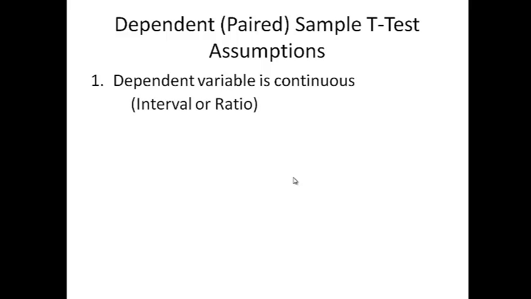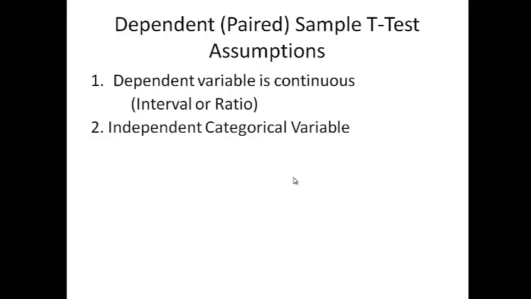Okay? So the first assumption is that the dependent variable is continuous. In this case, when we say dependent variable, we're talking about whatever it is I'm measuring. Let's say I'm measuring, an example in the last one was jumping jacks or weight or whatever. Okay? And just to remind you, a continuous variable is one that's measured on the interval or ratio scale. Okay? So basically, it's numerical data.